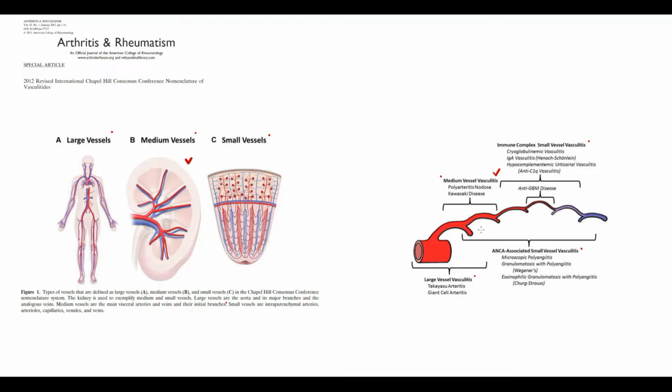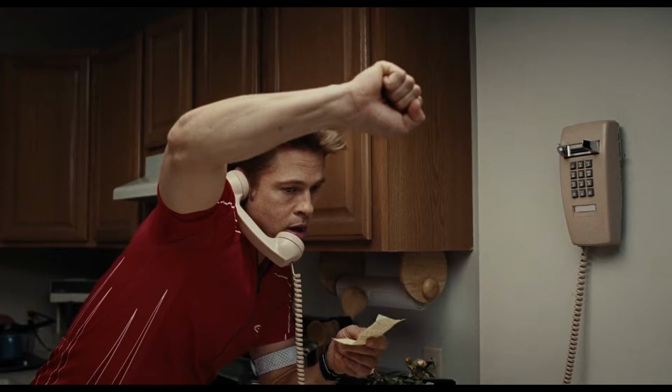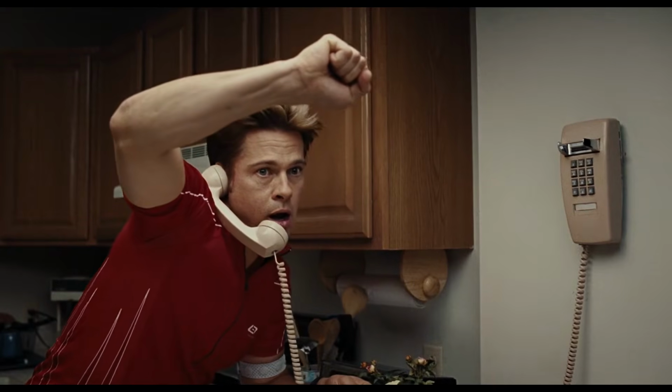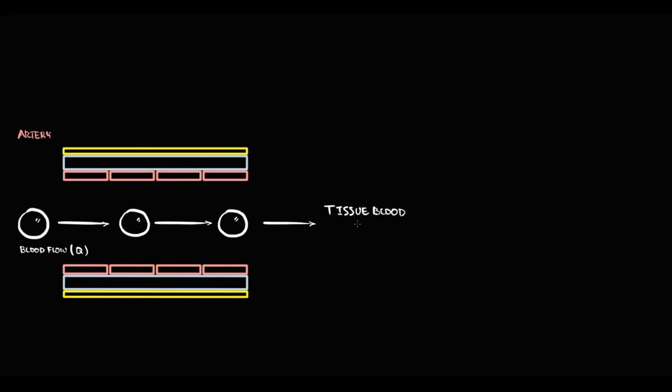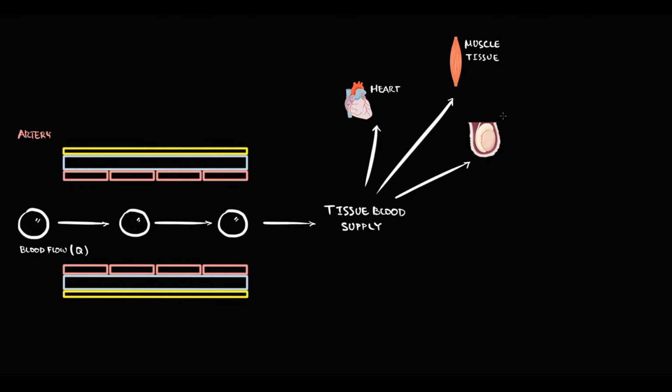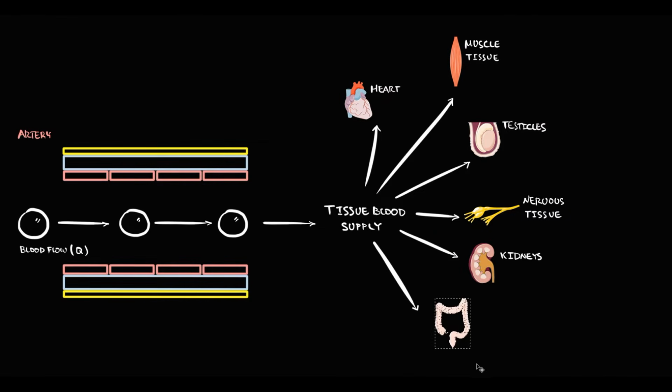To explain the logic of this disorder, we have to recall normal physiology. Here we have an artery, and the function of arteries is to provide blood flow, and we need to maintain normal blood flow to supply tissues with enough nutrients and oxygen for their function. In this case, let's take heart tissue, muscle tissue, testicles, nervous tissue, kidneys, and intestine.